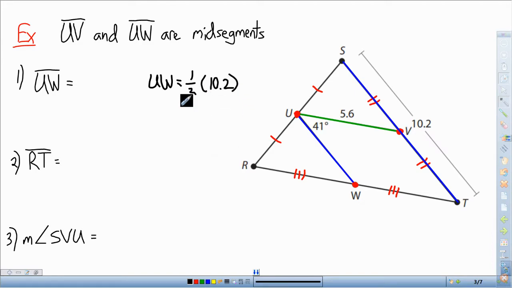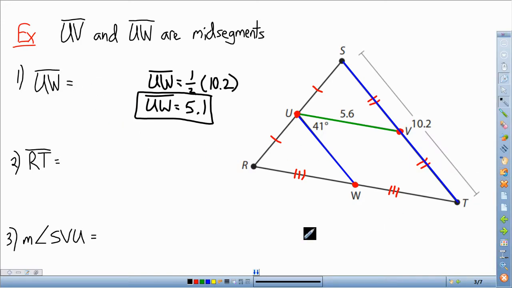So all we have to do is take half of 10.2, which you could use a calculator or you could just do it in your head, 5.1. That is the length of UW. And technically, segment UW. So there's our answer. Or if you want to write it over here, you can. Yeah, there's a lot going on here, and these problems can be confusing just because there's so much on the triangle, but we need to just really break down the basics and know, okay, mid-segment was half the length of this. Easy enough.